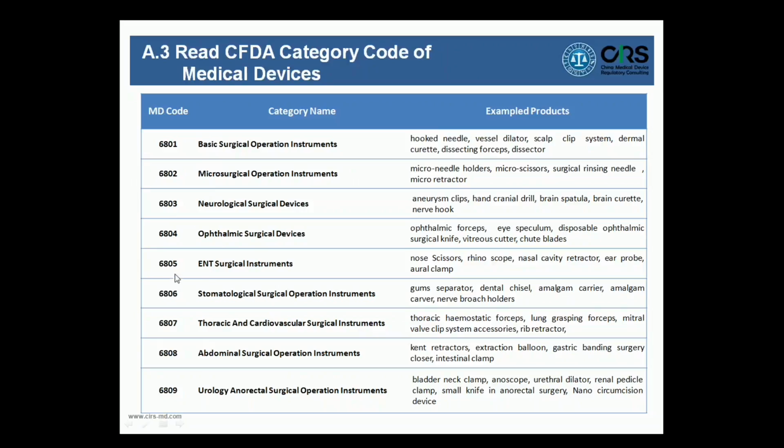And like 05, it stands for ENT surgical instruments. ENT is short for ear, nose, and throat. So like nose scissors, rhinoscope, ear probe, and the acro clamp. Also, 07 is the thoracic and cardiovascular surgical instruments. So it goes to the lung grasper, forceps, the mitral valve grip system, accessories, and the rib retractor.